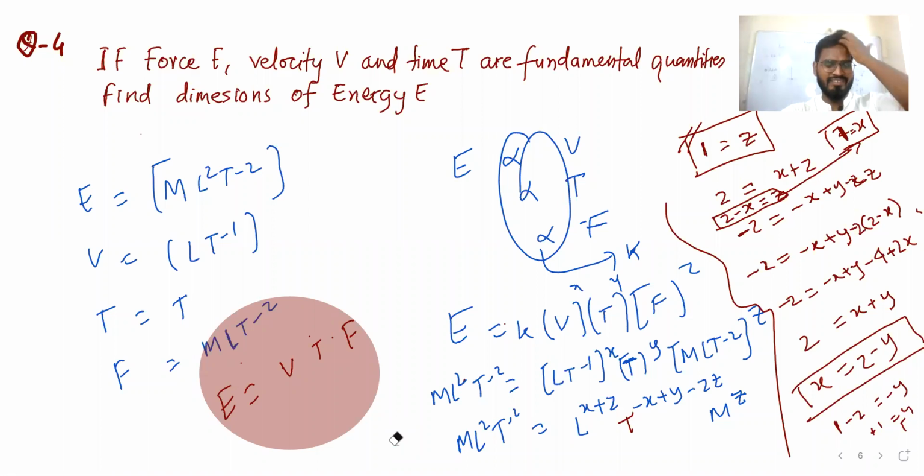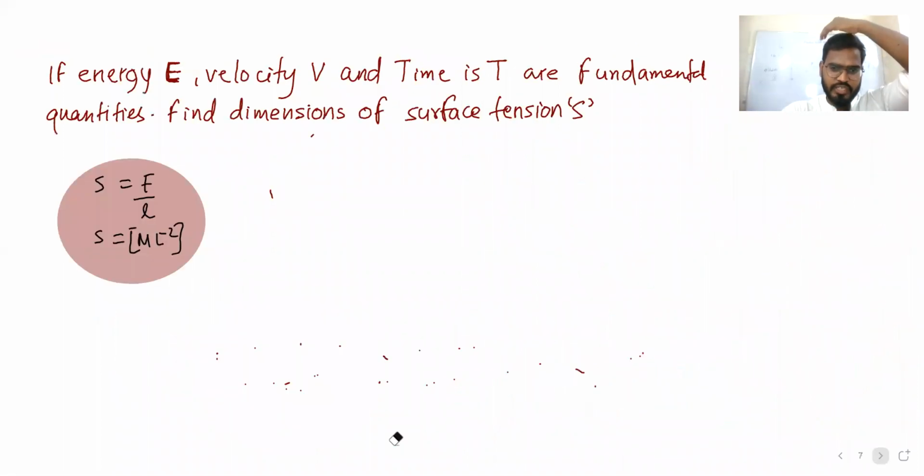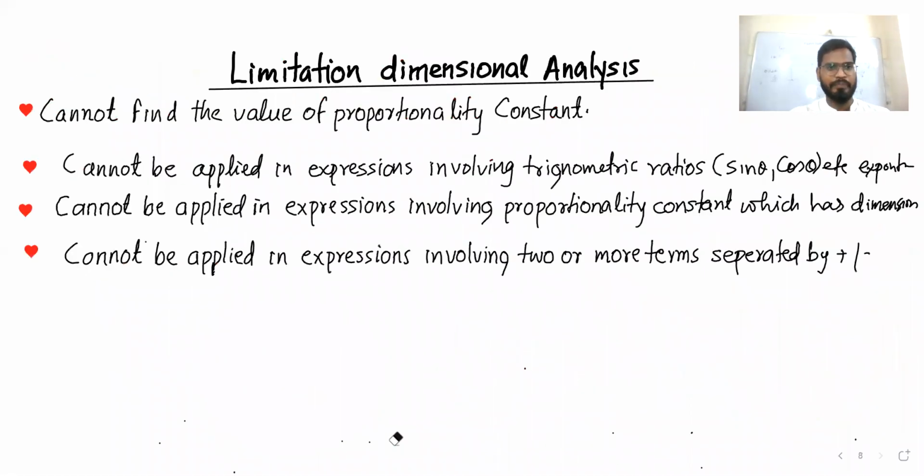Same type of question we can do. I'll give you a sheet so that you can do from that. This question: if energy E, velocity V and time T are fundamental quantities, find the dimensions of surface tension. You try by yourself. This you try and put in comment.